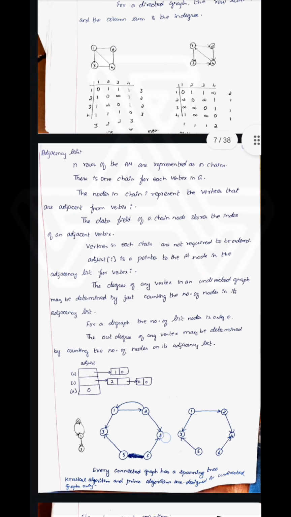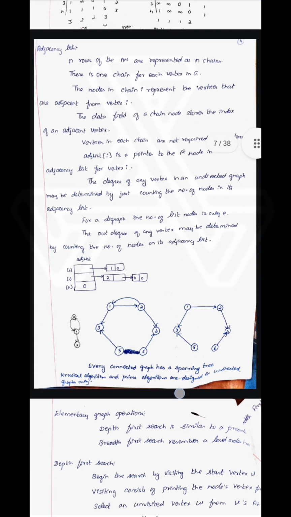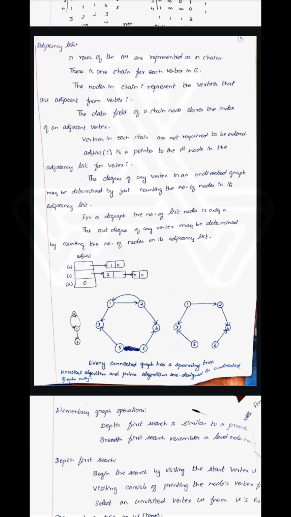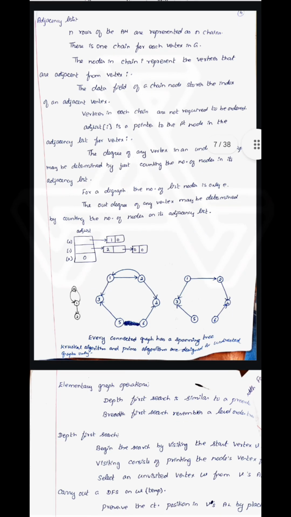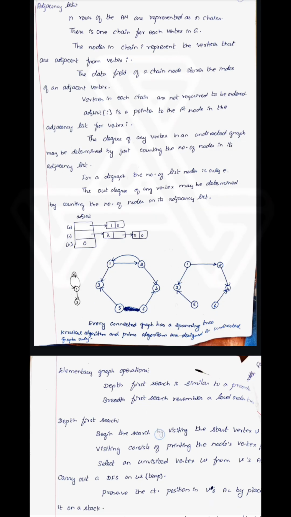Then adjacency list. The n rows of the adjacency matrix are represented as n chains. There is one chain for each vertex in G. The nodes in chain i represent the vertices that are adjacent from vertex i. The data field of a chain node stores the index of an adjacent vertex. Vertices in each chain are not required to be ordered. The adjacency list of i is a pointer to the first node in the adjacency list for vertex i.